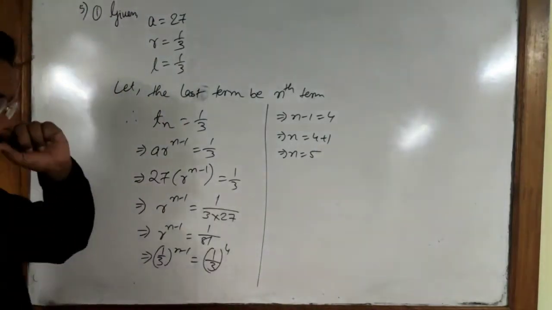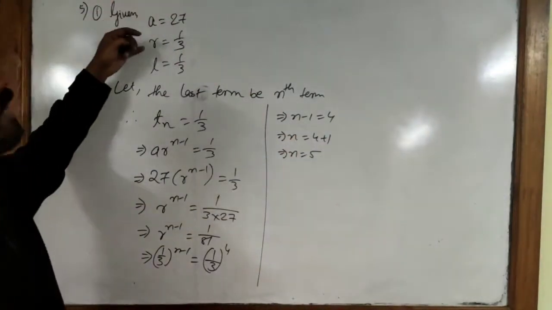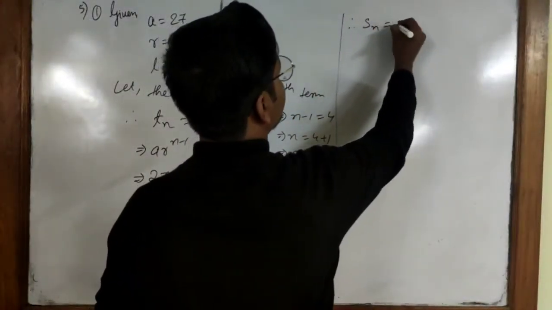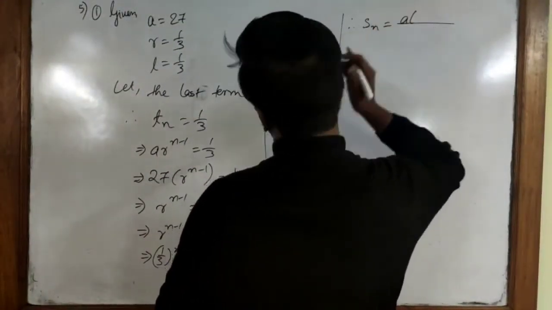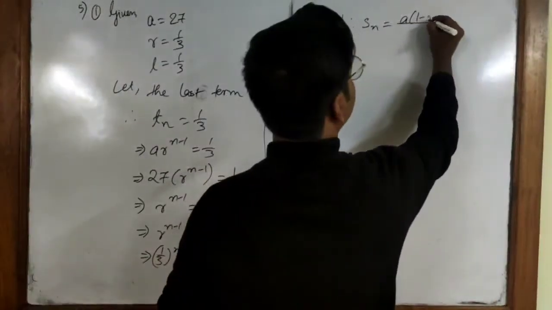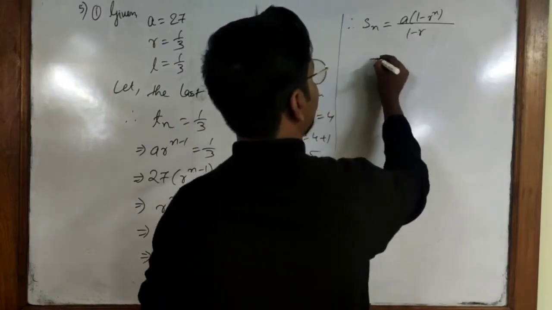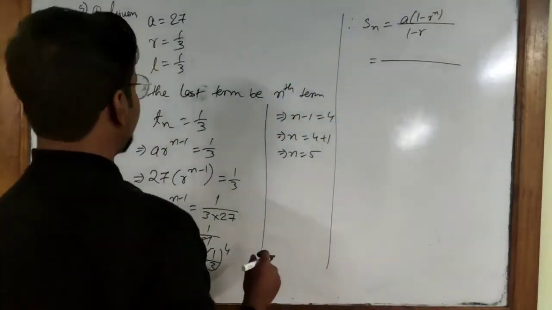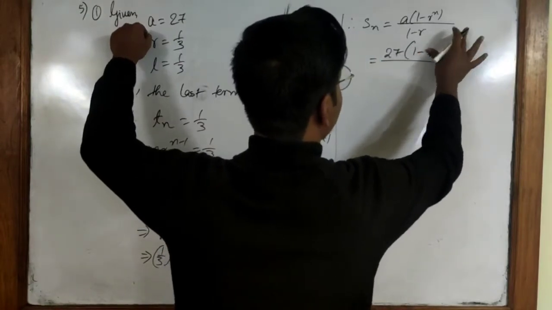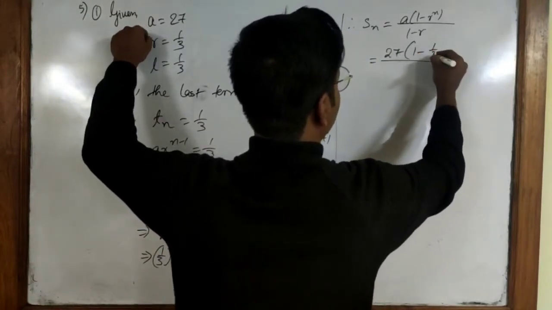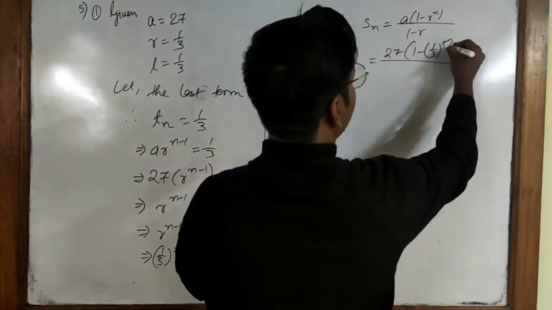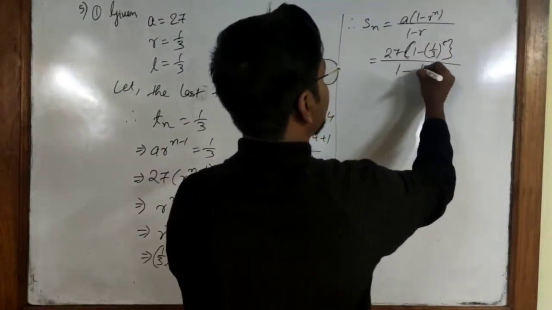So now we have the value of n, value of A, and value of r. So we can find the sum up to nth term. Now the value of r is less than 1, so the formula we will use is A times (1 minus r to the power n) by (1 minus r). The value of A is 27, 1 minus (1 by 3) to the power n, n is 5, and here again 1 minus 1 by 3.